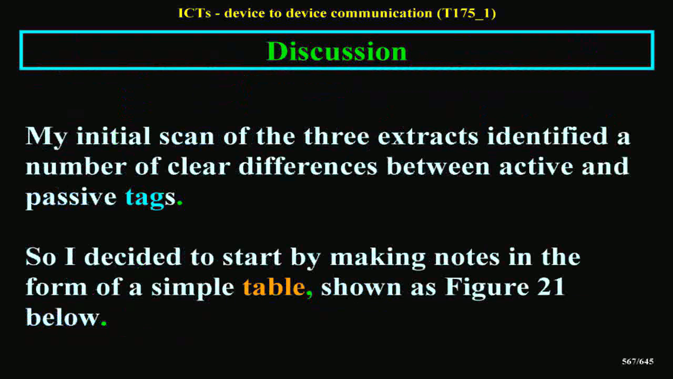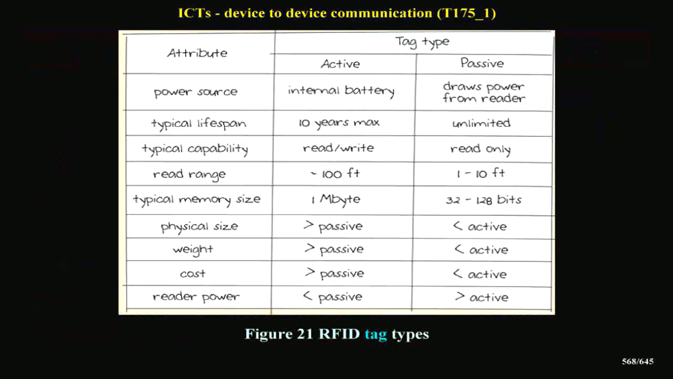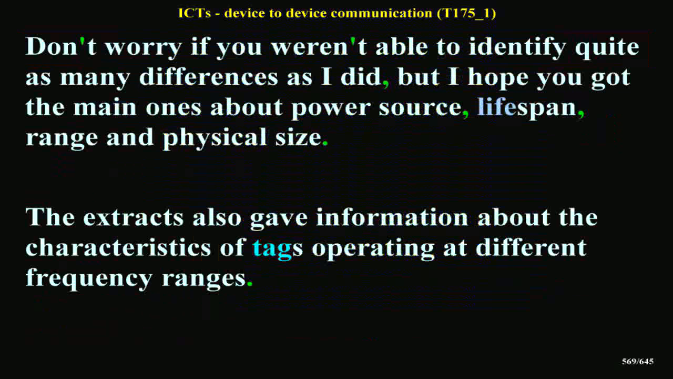Discussion. My initial scan of the three extracts identified a number of clear differences between active and passive tags. So I decided to start by making notes in the form of a simple table, shown as Figure 21 below. Figure 21, RFID tag types. Don't worry if you weren't able to identify quite as many differences as I did, but I hope you got the main ones about power source, lifespan, range and physical size.